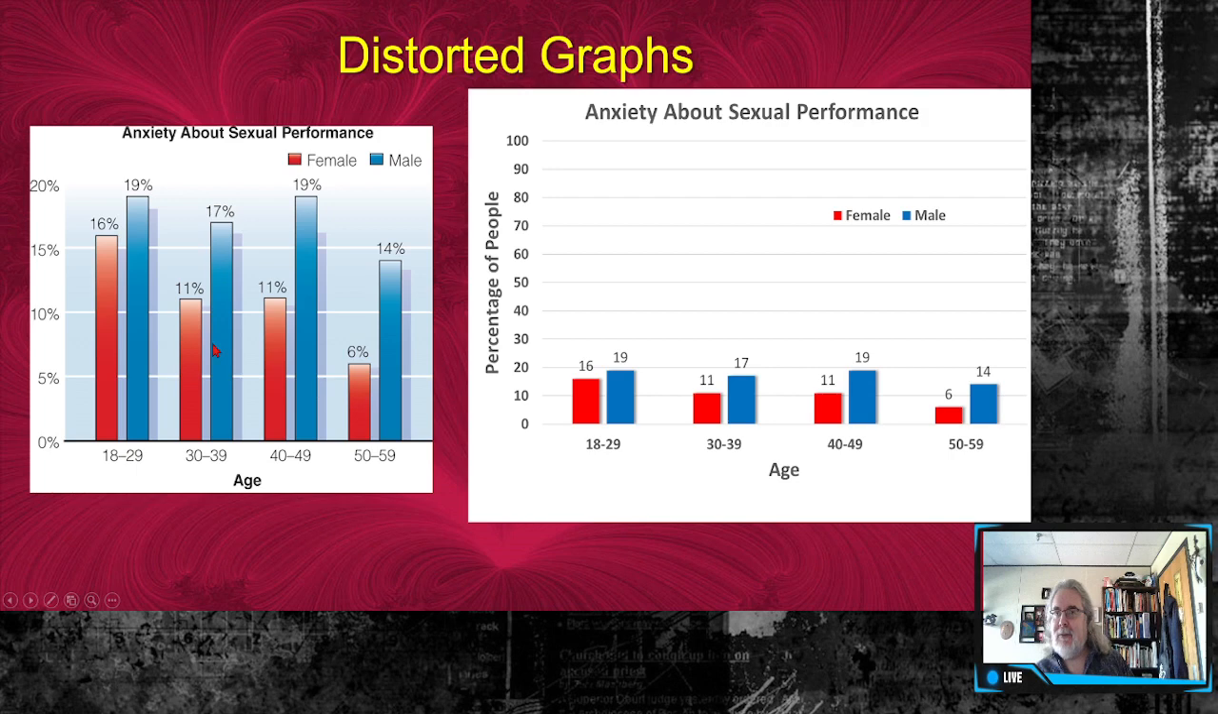And so if you notice how much difference we see, let's just take the biggest example. Here we have anxiety about sexual performance between males and females who are aged 40 to 49. And we see the difference is 19% of males have anxiety about sexual performance compared to only 11% of females. That difference looks huge in this graph. But if we go over here, it doesn't quite look as big, does it? And so that's why whenever you're creating a graph, it really should be at the highest possible point.